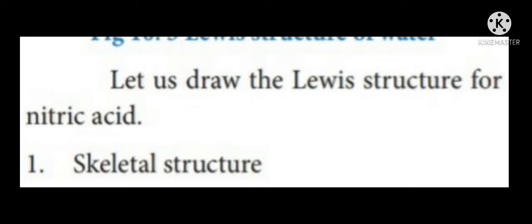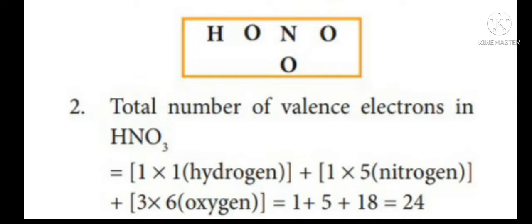First, we have to draw the skeletal structure for nitric acid. It is shown here: hydrogen, oxygen, nitrogen, oxygen. Below nitrogen, we have to place oxygen. Next, we have to calculate the total number of valence electrons in HNO3. HNO3 contains 1 hydrogen, 1 nitrogen and 3 oxygen. It is given by 1 into 1 plus 1 into 5 plus 3 into 6.